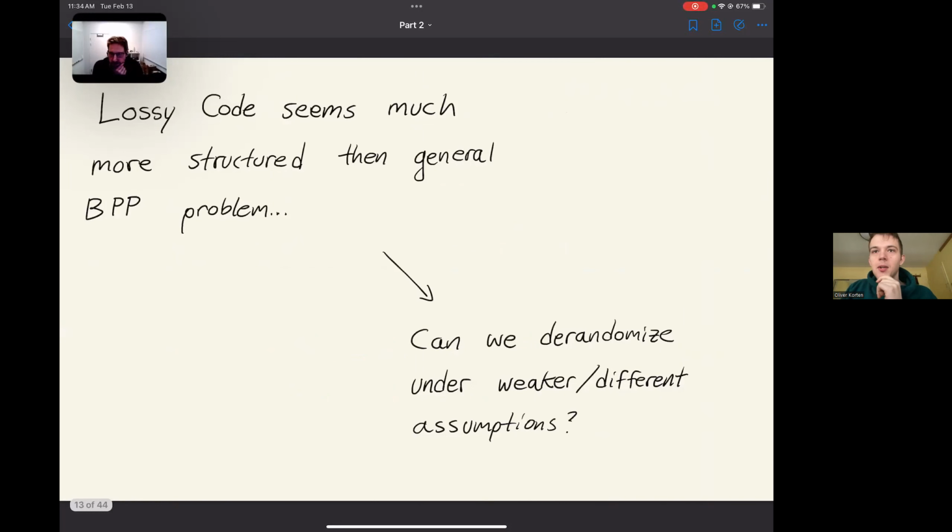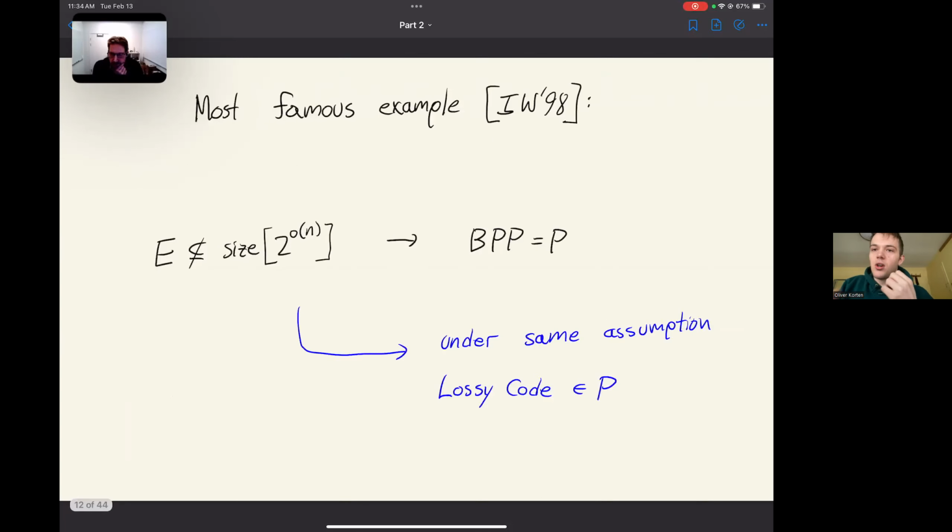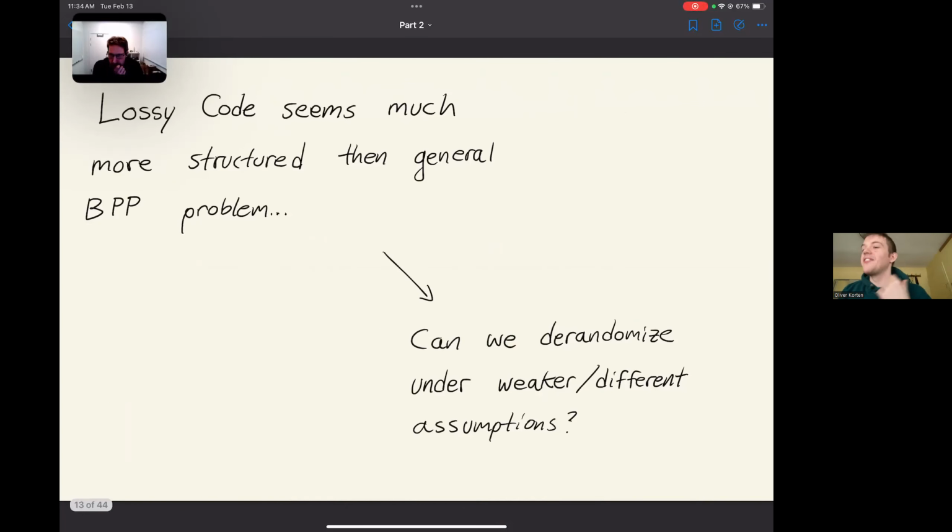And the question I'm curious about is that this lossy code problem seems like a much more structured problem than a general BPP type of problem. And so the question I'm going to address here is, can we de-randomize this under weaker or just qualitatively different hardness assumptions than the really high-powered assumption that lets us de-randomize BPP? So this is the question that I'm going to answer here, or I'll give one answer to it. I think probably there are many different answers you could give.